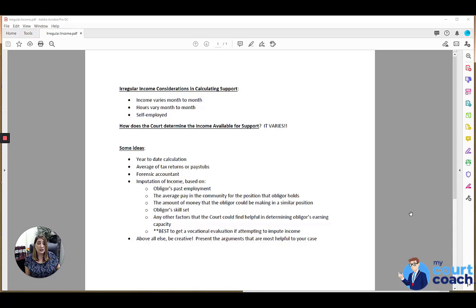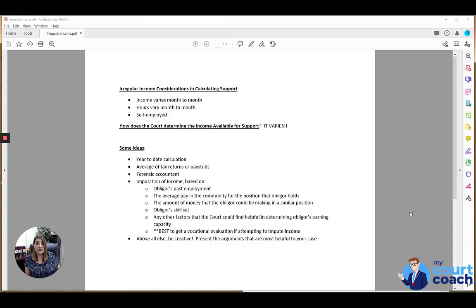So how does the court determine the income available for support when there's irregular income presented? The answer is it varies. There are many different ways to present income information to the court and many different ways to argue how it should be analyzed. One way is to do a year-to-date calculation.